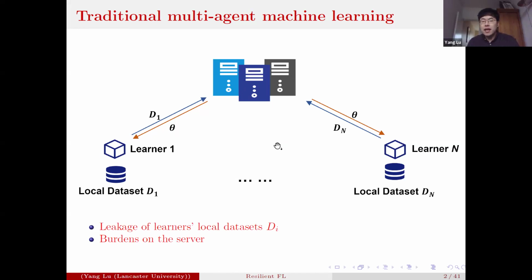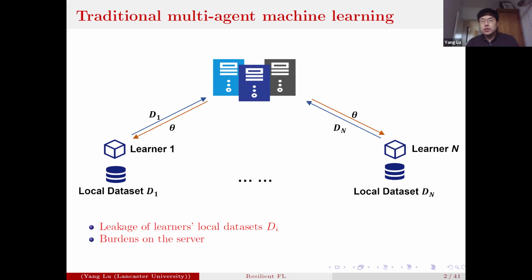The first one is potential leakage of the users' local data sets. Usually the data set could be confidential, could include secret information of the users. And secondly, it may put too much burden on the server side, because all the machine learning computations are on the server side. If you're running a deep learning algorithm, that could be too much for the server. But it depends. Sometimes if you have a superior server, then it is not a problem. But in certain cases, it might be an issue.